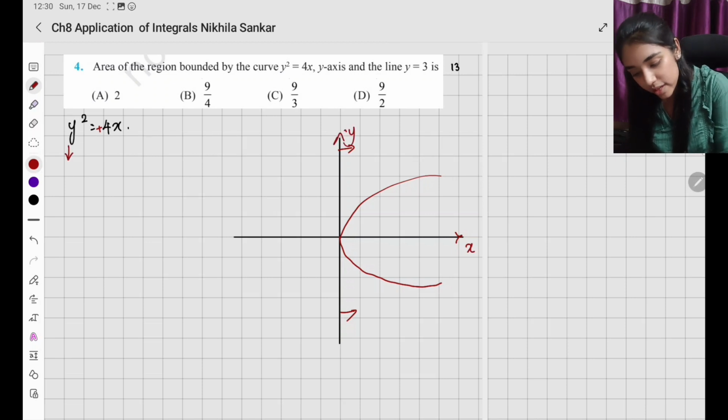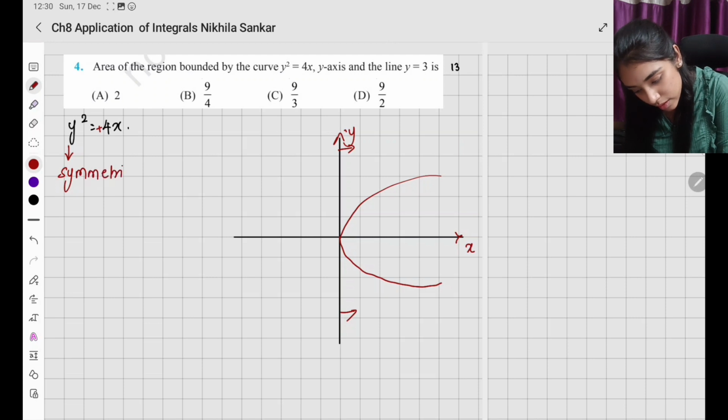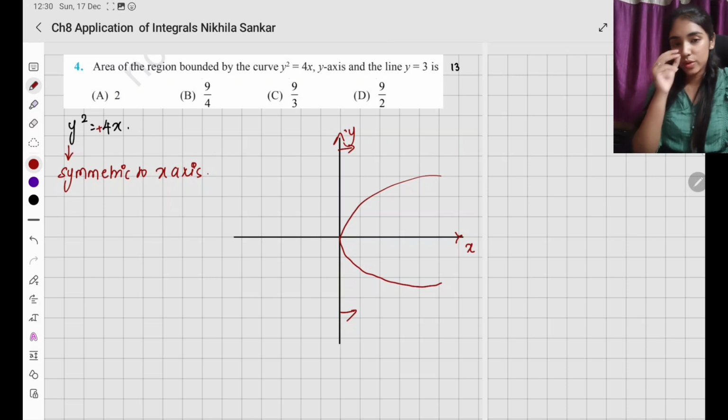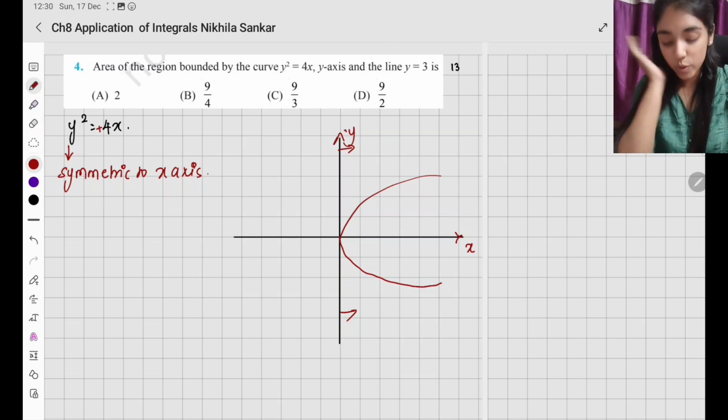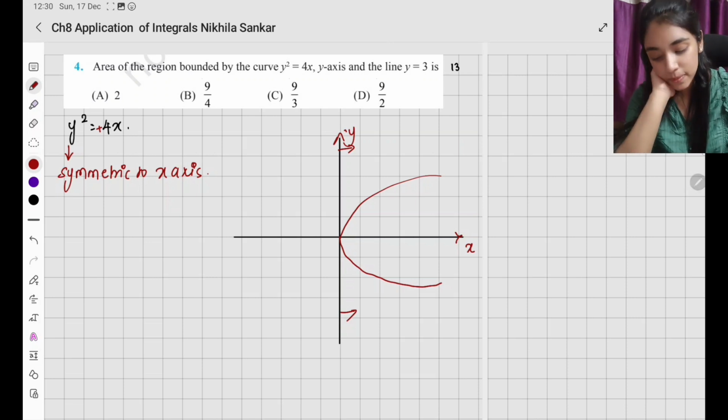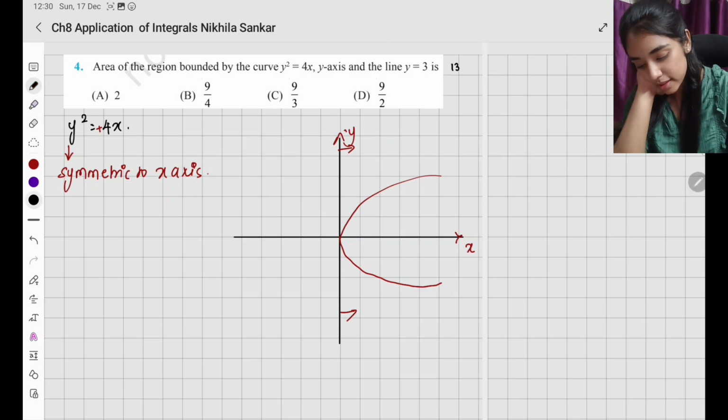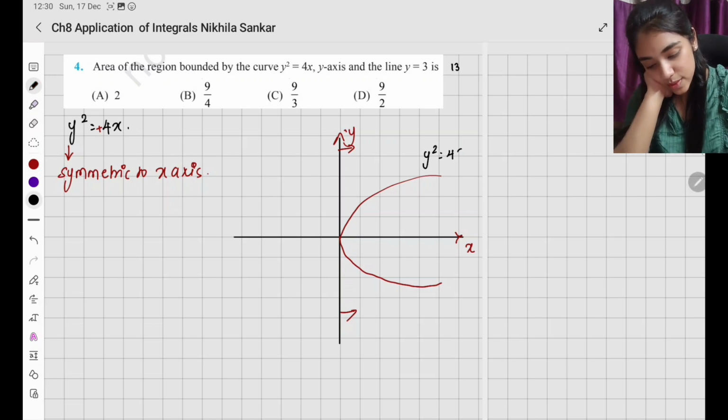So y square means it is going to be symmetric to the x-axis. Okay, remember all this, that is how you will remember. We have studied all this in 2D geometry. You will know, you have to remember all this. Okay. So this is how my curve looks like. So this is going to be y square equals 4x.